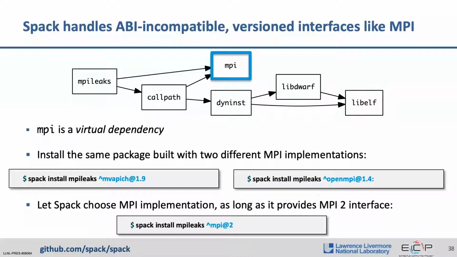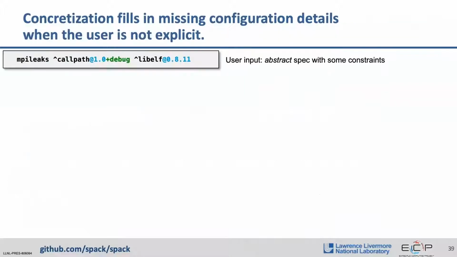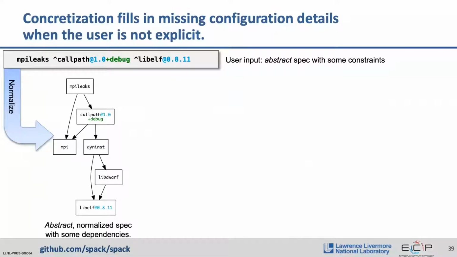Okay. So what are you doing when you say spack install something? When you issue these commands, what's really happening behind the scenes? We have this algorithm called concretization that basically fills in missing configuration details where the user is not explicit. So if I say install mpileaks ^callpath@1.0+debug ^libelf@0.8.11, what really happens there is Spack takes that spec and makes an abstract DAG. And so we call this an abstract spec.